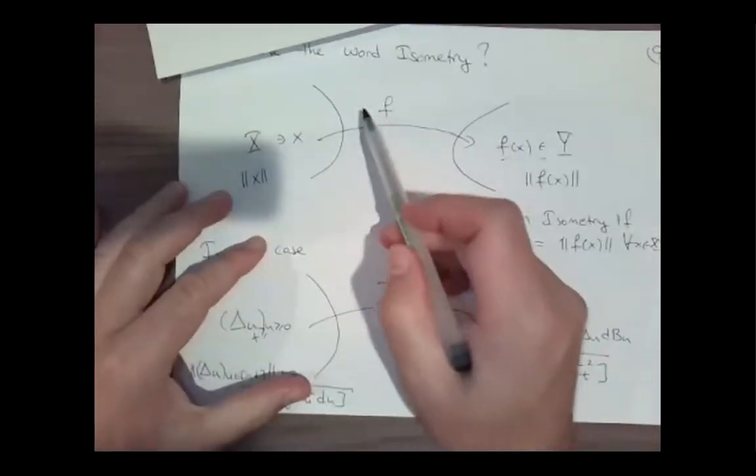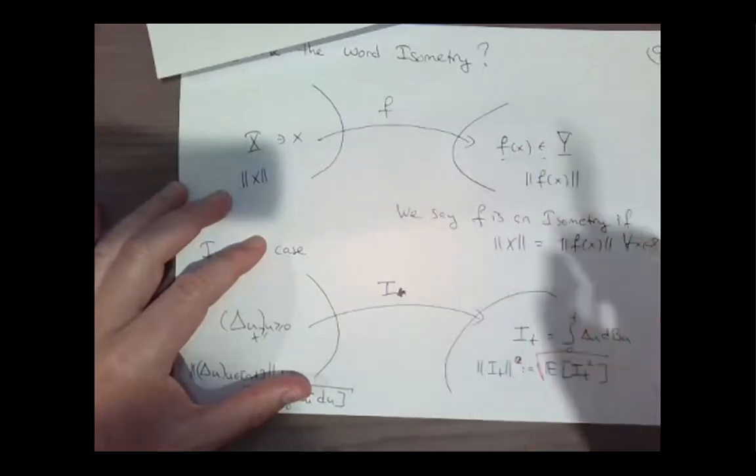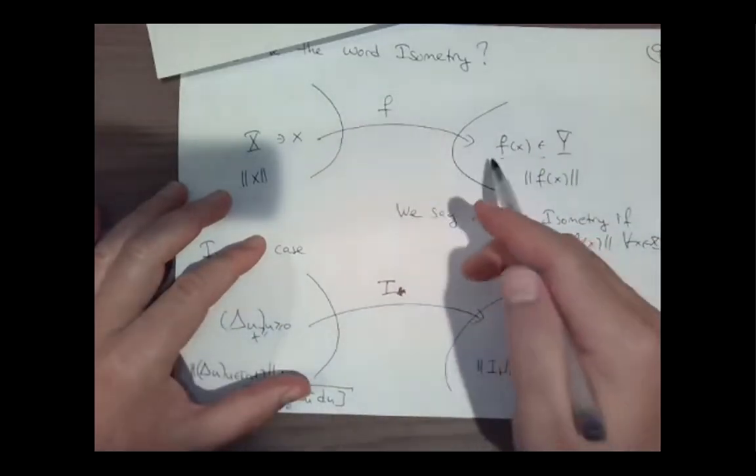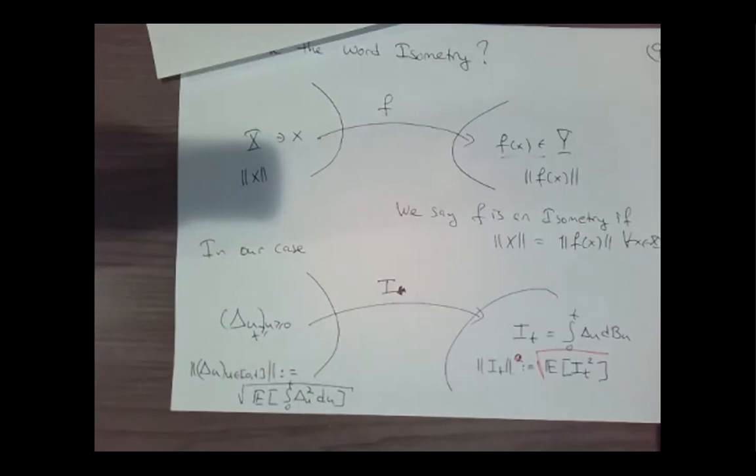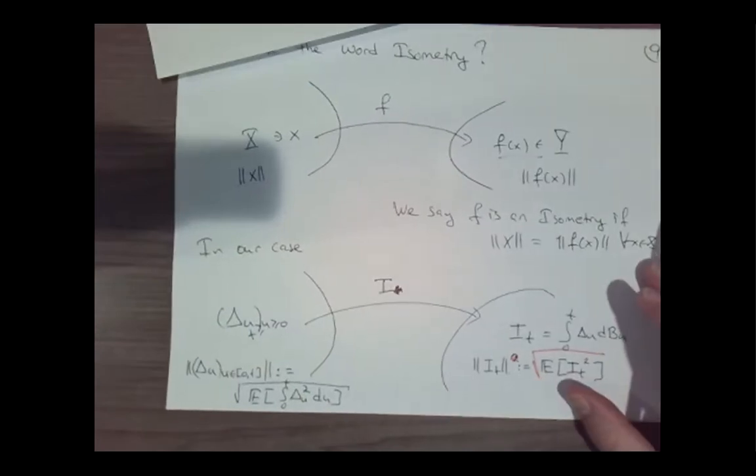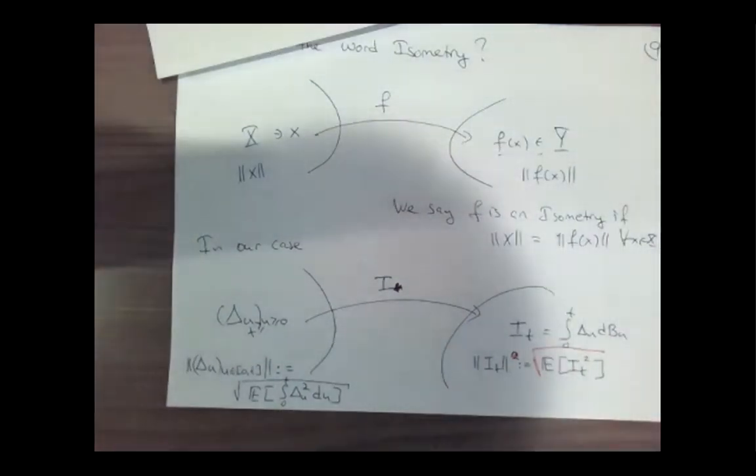Just as up here, I will not call my map f of x, I will call my map f. And then f of x is what I get out in the codomain. So that's why it's called an isometry.